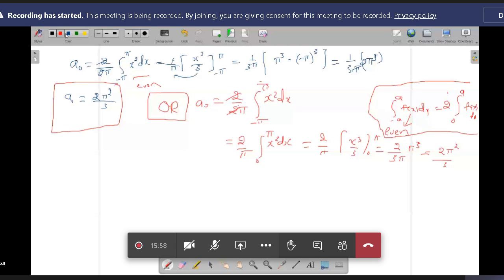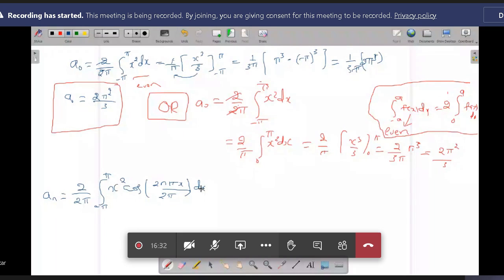Okay, so next we will evaluate an. Therefore an is equal to 2 by the period 2 pi, integration from minus pi to pi of f of x, that is x squared, into cos 2n pi x. After that, 2 by 2 pi, integral from minus pi to pi of x squared dx, after that you have written 2 pi, 2 by pi.